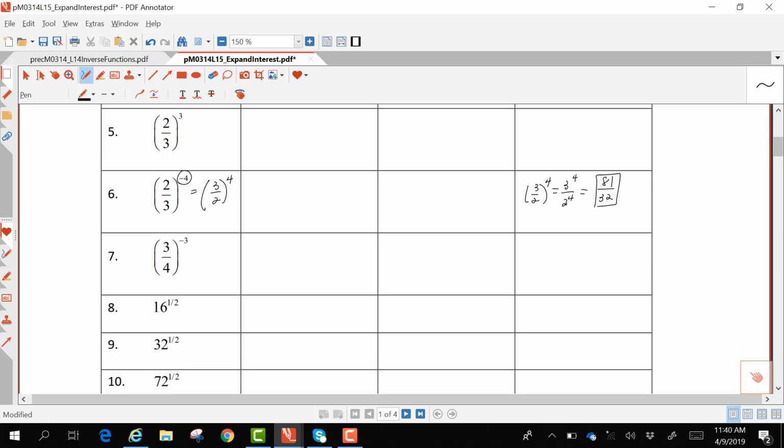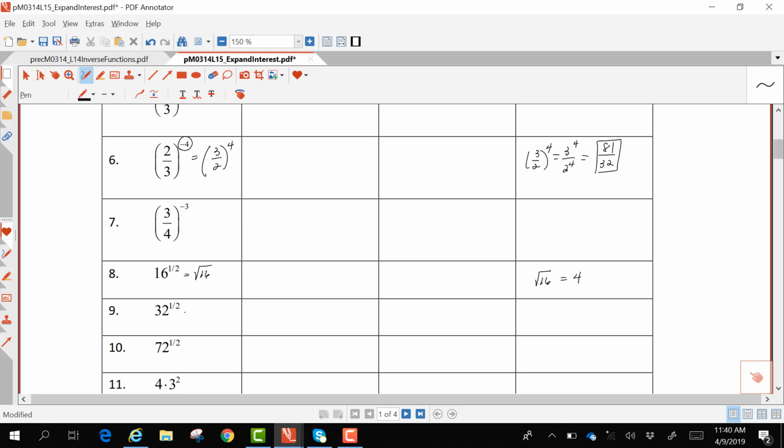Let's look at the exponents of 1/2. Remember that a 1/2 exponent means to take the square root. So number 8 is the square root of 16, which is just 4. Looking at number 9, this is also the square root of 32.